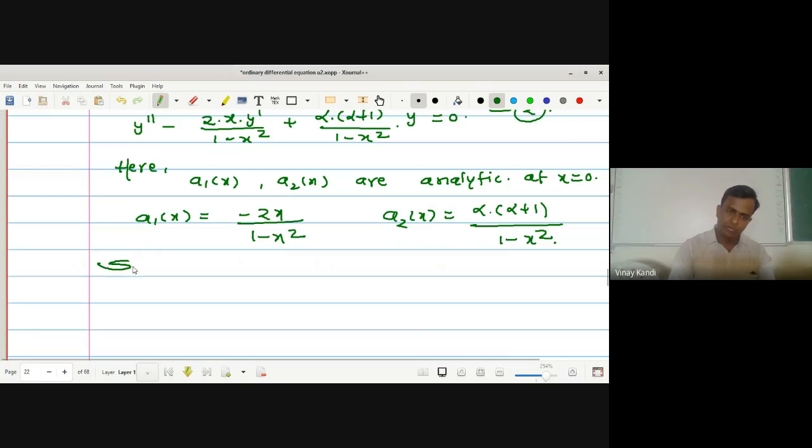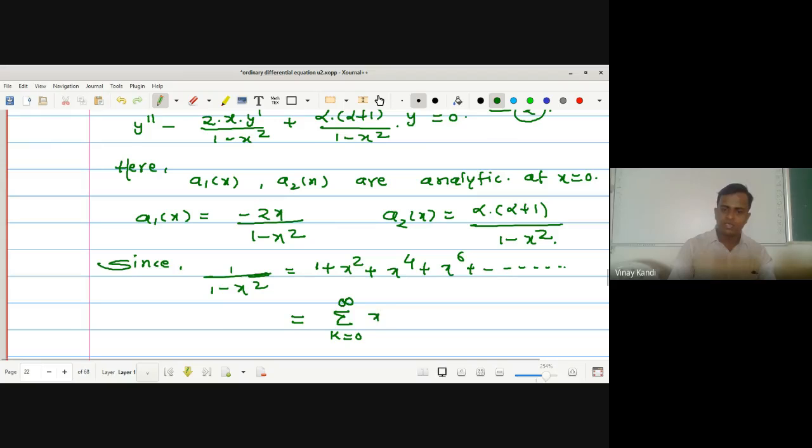Now we have the expansion of 1 upon 1 minus x square. What is the expansion? Taylor series expansion. 1 upon 1 minus x square is equal to 1 plus x square plus x raised to 4 plus x raised to 6 plus and so on, which is equal to summation k running from 0 to infinity x raised to 2k. Is it correct? So this is the Taylor series expansion of 1 upon 1 minus x square.